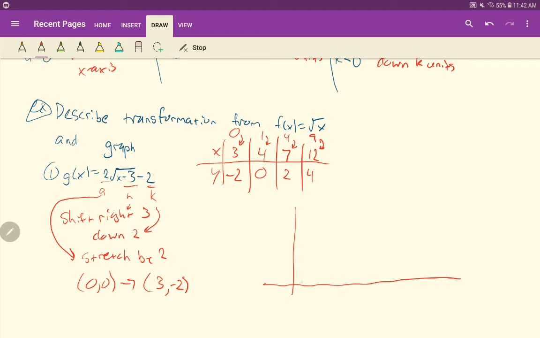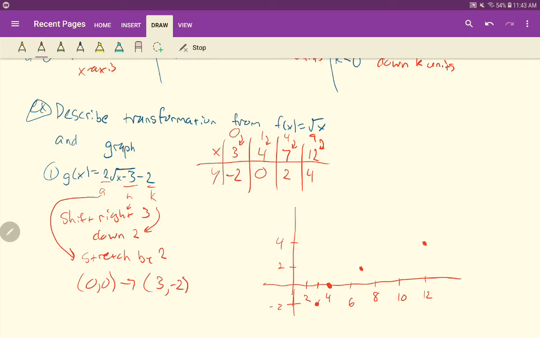All right, so let's see here. I'll count by 2. So 2, 4, 6, 8, 10, 12. And I'll count by 2's here, 2. So 2, that's negative 2, 2, 4. Okay, great. We'll just plot our points. So here's 3 right here, negative 2. That means the point would go right there. Okay, and then 4, 0 would be right here. And then 7, 2 would be right here. And then 12, 4 would be right there.